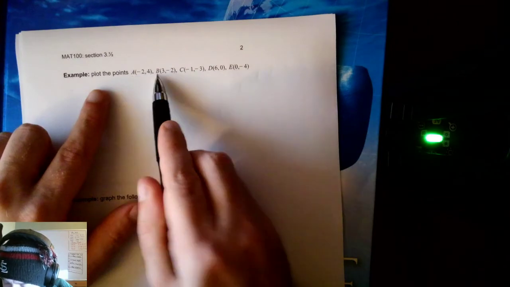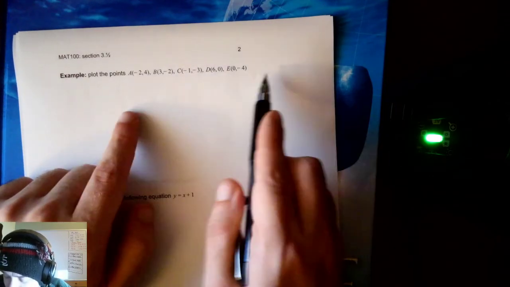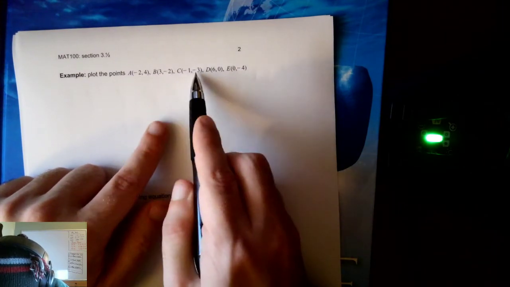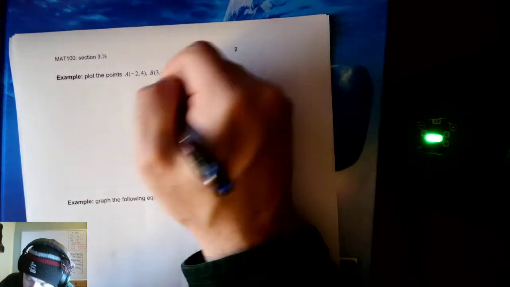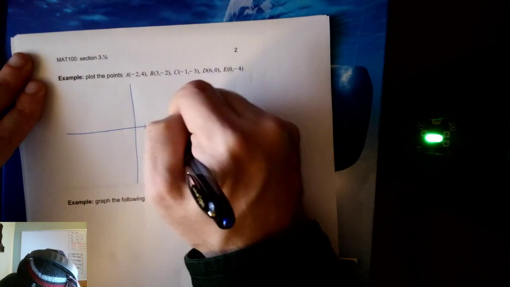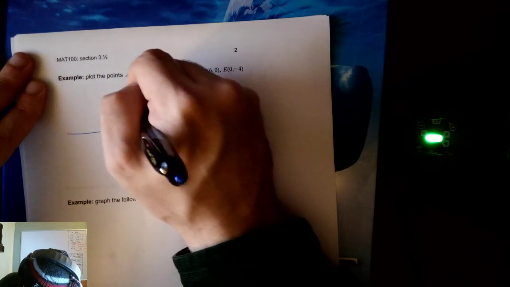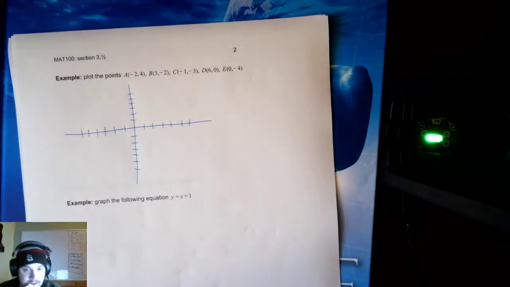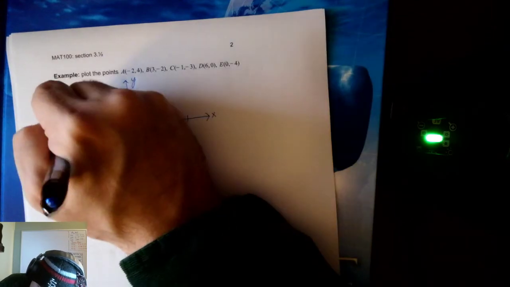It says plot the points A, B, C, D, and E. So I need to plot these 5 points. The first thing I always like to do is get an idea of how big my graph is going to be. What's the biggest value? Let's see. I have -2, 4. Let's see. 3, -2, -1, -3. 6, -4. So it looks like if I go 6 in every direction, I will cover all my numbers. So when I draw my axes, I'll draw 6 dashes in every direction, because that will cover the whole spectrum of values I need to consider here.